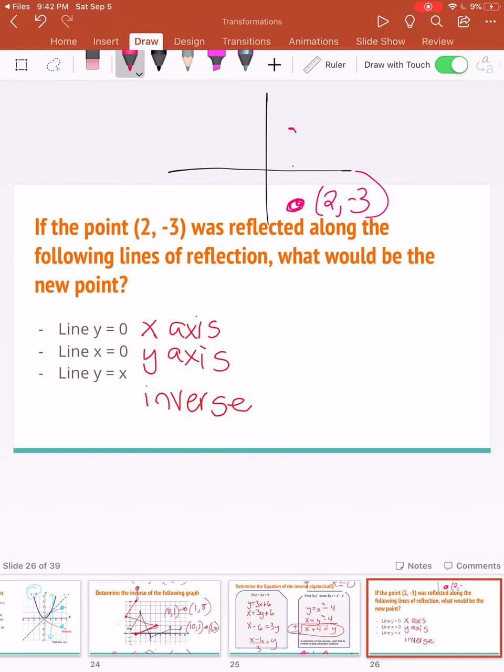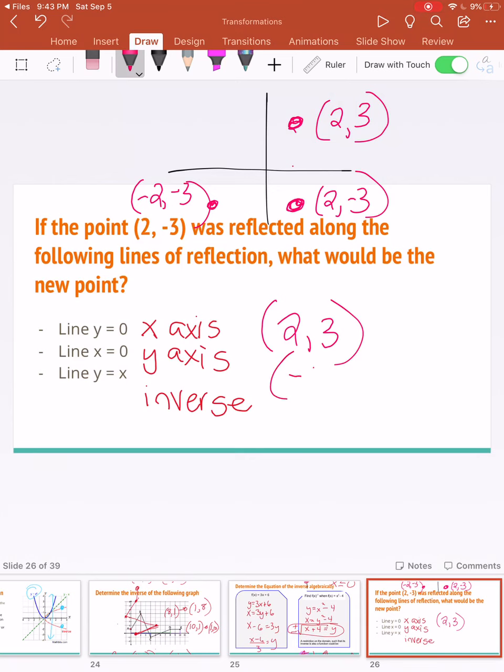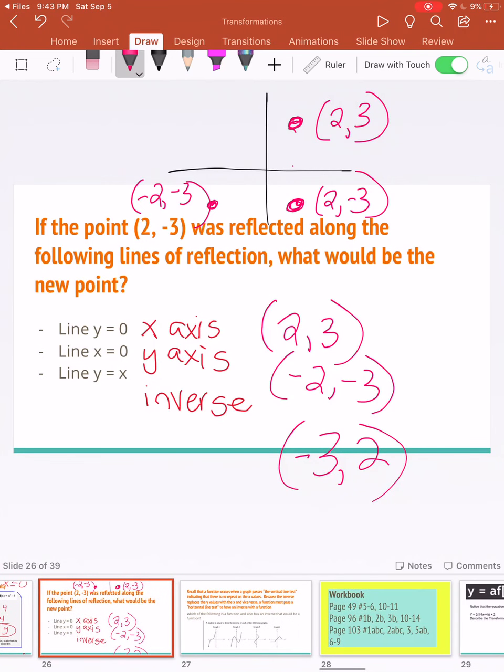And if you were to reflect along the x-axis, it would be up here. So it'd actually be 2, positive 3, okay? If you were to take that point and reflect along the y-axis, your point would be over here. So it would be negative 2, negative 3. And if you were to take the inverse, all you're doing is flipping those points. So then you have negative 3, positive 2.